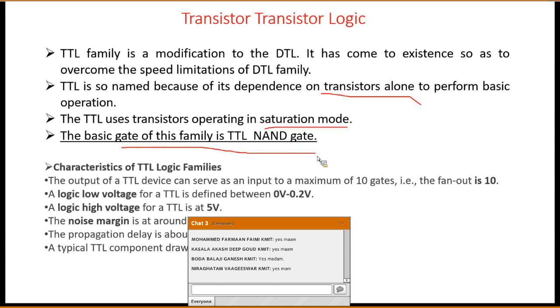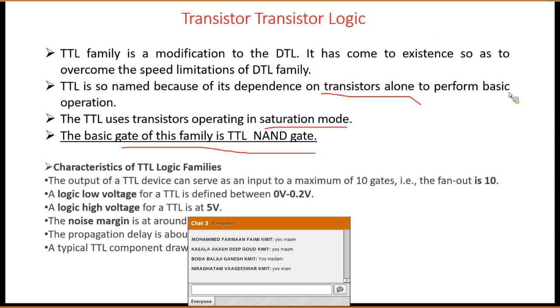Everyone, just remember these underlined points because they are very important for your objective exams and all. So the basic gate of this family is the NAND gate.